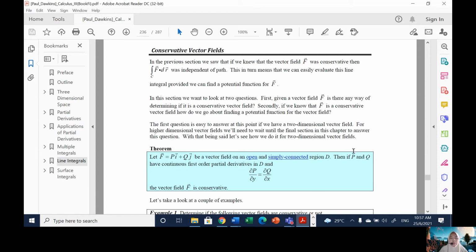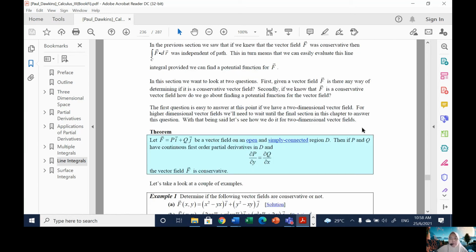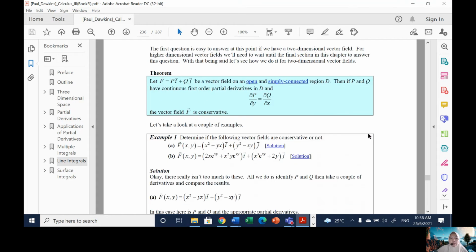Okay, now we are going to see the conservative vector field. This conservative vector field is the situation that we can use to identify whether the path in the vector field is independent or not. To check whether the path is independent, we can check for the potential function of the vector field. I'm going to read one of the theorems which is important for this vector field.